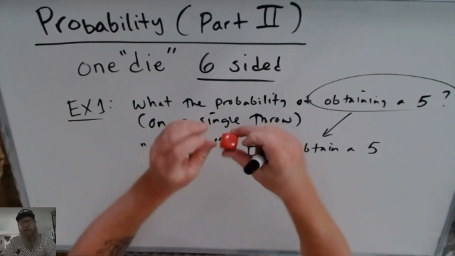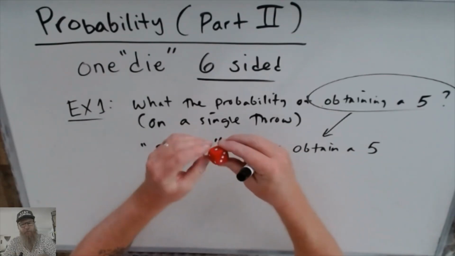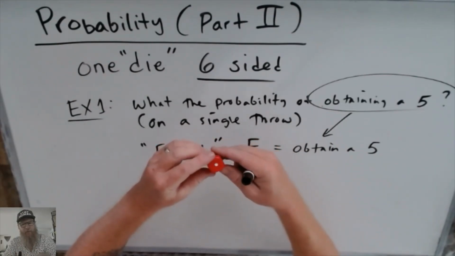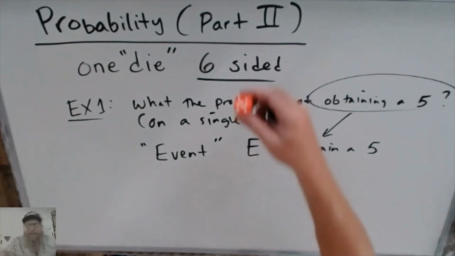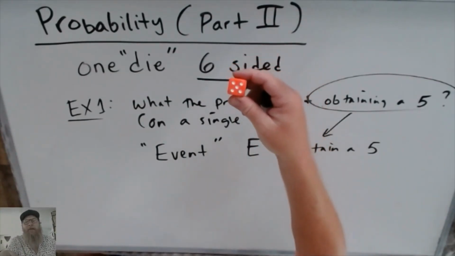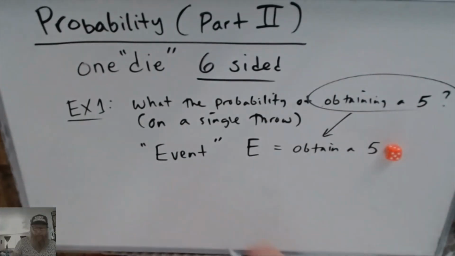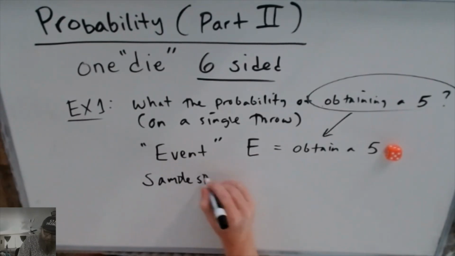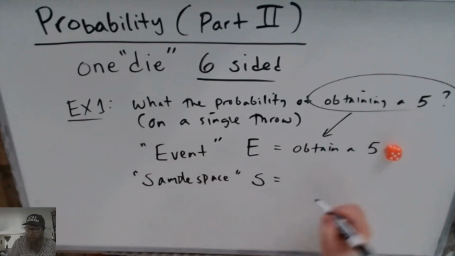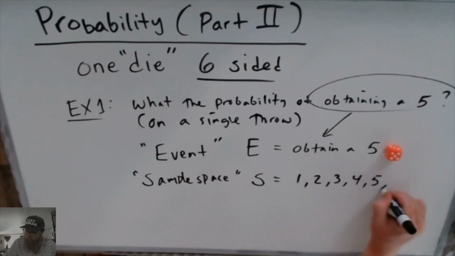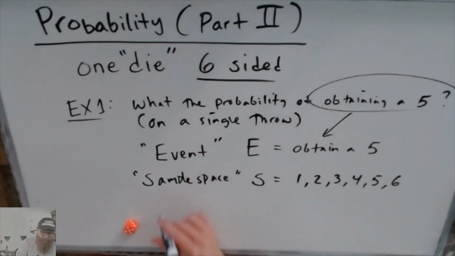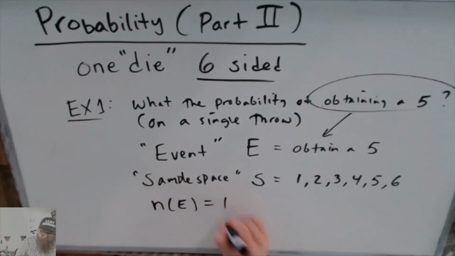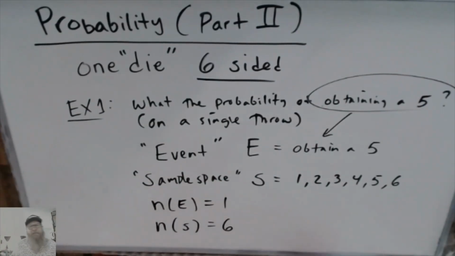There's only one side of the die that has a 5. Where's the 5? Oh, there it is. There we go. I had the wrong one. So there's our 5 right there. That's what we're trying to get. That's our event. The sample space S is all possible outcomes. So we have 6 possible outcomes. There's only one 5 on the die. There are 6 possibilities in the sample space.